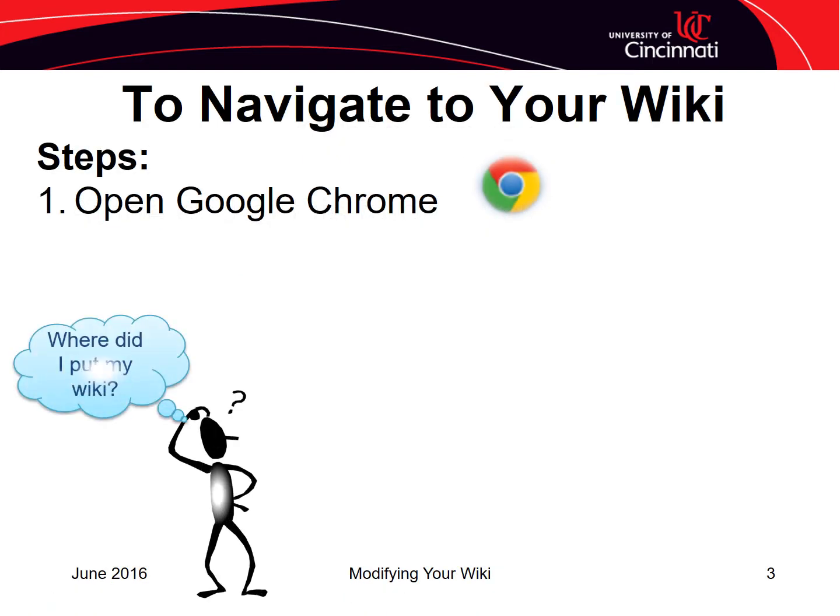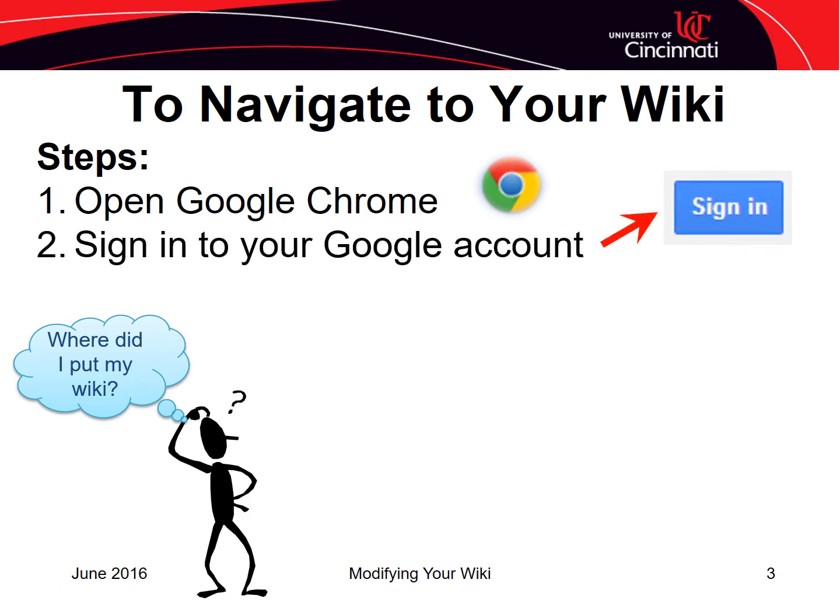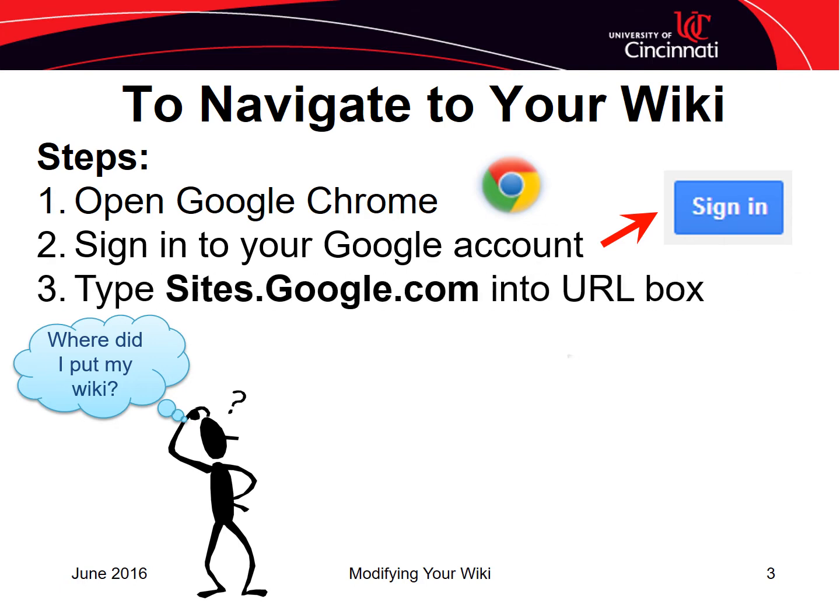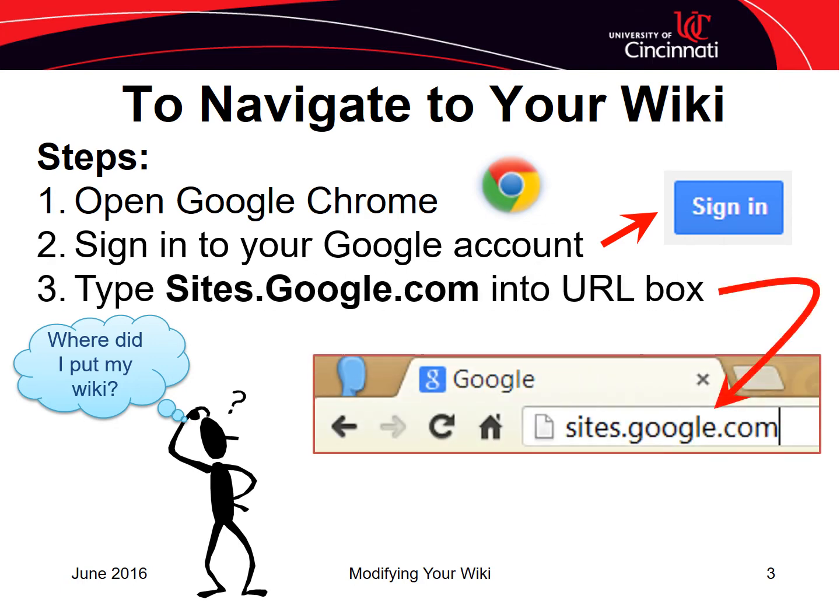Do you remember where your wiki is? That's pretty important since you've expended some effort to create it. If you don't remember where it is, here's an easy way to find it. First, open Google Chrome and make sure you're signed in to your Google account. Next, enter sites.google.com in the address box. Then press the Enter key.